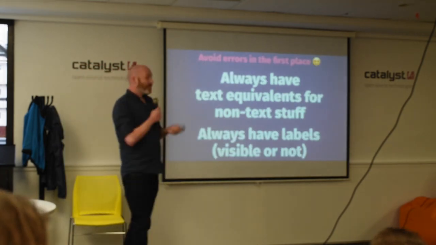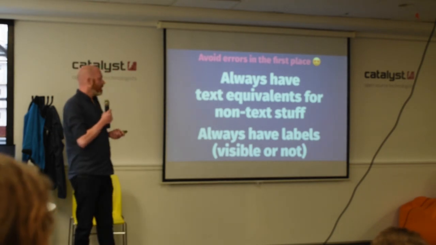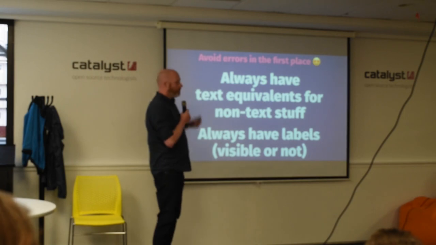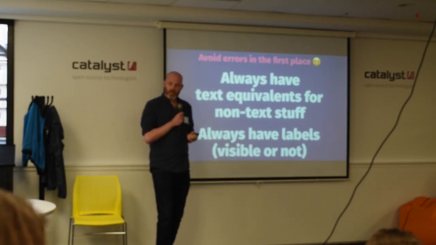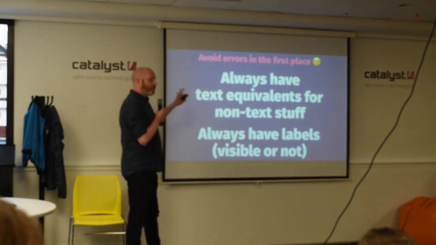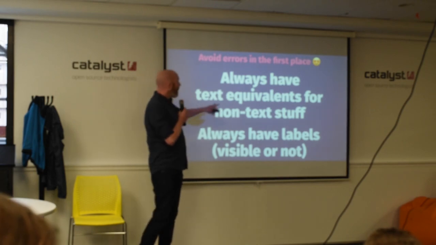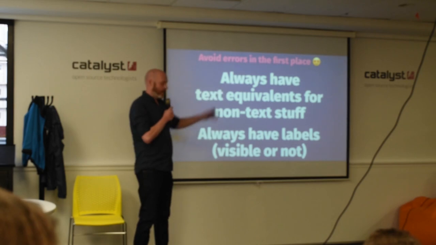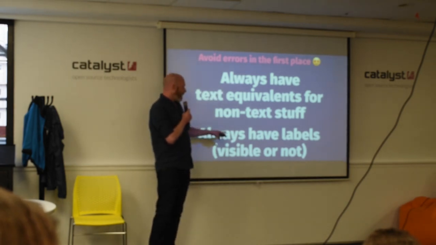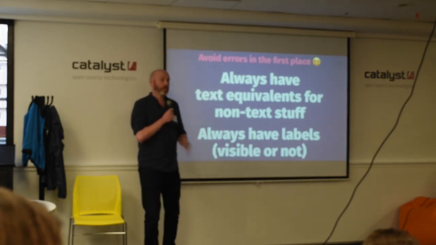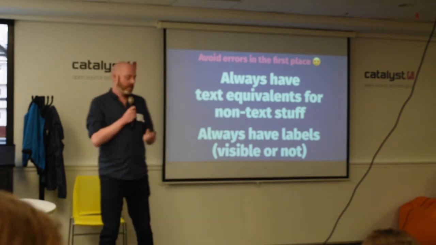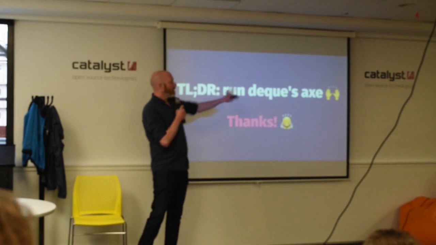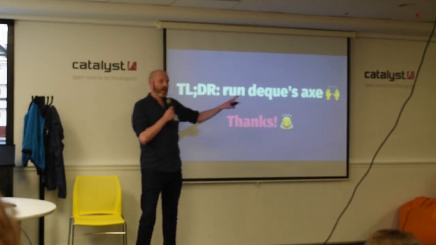What else? Of course, it's slightly better to avoid these errors in the first place. So it's always better to avoid these errors if you can. If you have non-text stuff, images, make sure there's some text equivalent somehow. If you have form things, always have a label, whether it's visible on the screen, yay, UX, or not. And if you remember nothing else, please remember DQ's Axe. It will make your lives better.